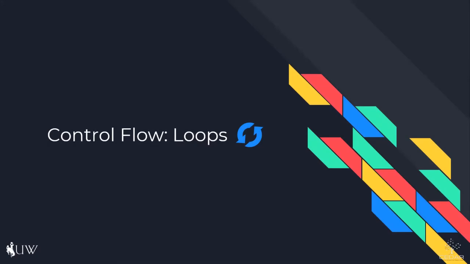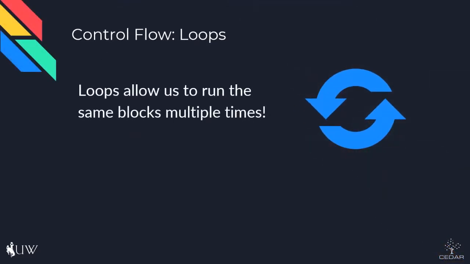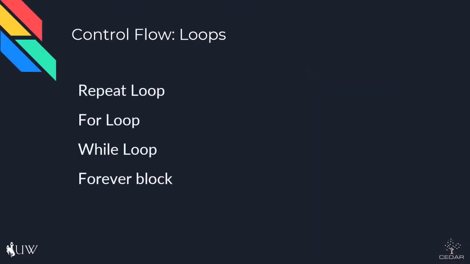Another method that we have to control the path our program takes is by using loops. Loops allow us to run the same blocks multiple times. There are several different types of loops available to use in the Loops tab. Let's talk about a few of them.